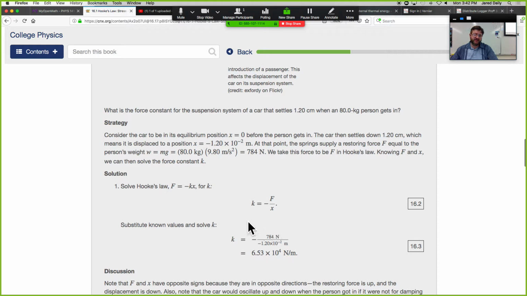The weight of the person is 784 newtons, and then we're going to divide by the negative 1.2 times 10 to the minus 2, which is the 1.2 centimeters. We get 6.53 times 10 to the 4 newtons per meter for the spring constant for that spring. In truth, that spring constant is going to be split up into like four pieces, one for each spring on each wheel.